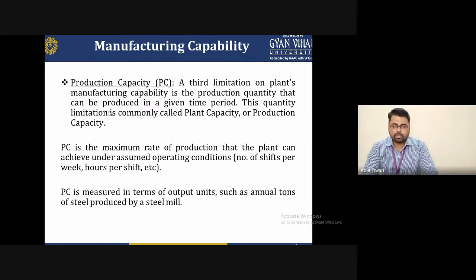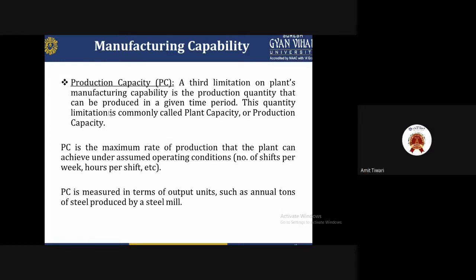And the production capacity is measured in terms of output units, such as the annual tons of steel production by a steel mill: how much steel is produced in tons in the recent year, and how much steel was manufactured in the last two years. So you will compare both. After that, you find out whether the production capacity is increasing or decreasing. So if you continuously want to work on steel production, first of all compare your past or existing chart, and after that you will be able to understand the approximate product capacity of this particular product and the demand in the market.